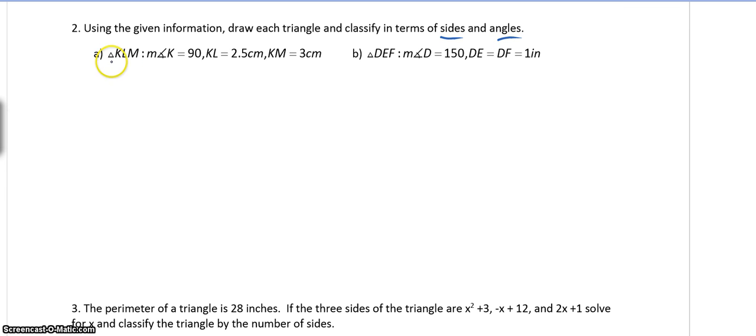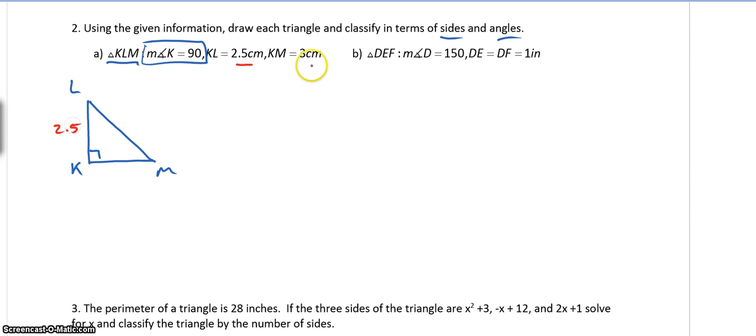So we have triangle KLM, and we know angle K is a 90. So we know we have a right triangle because we have a 90-degree angle. And we have to make angle K 90. That's very important here. So we have to call that angle K. L and M can go wherever. And then it says KL is 2.5, so KL is 2.5 centimeters. KM is 3 centimeters. So we know we have a right triangle because we know we have a 90-degree angle. So now we've classified it by angles.